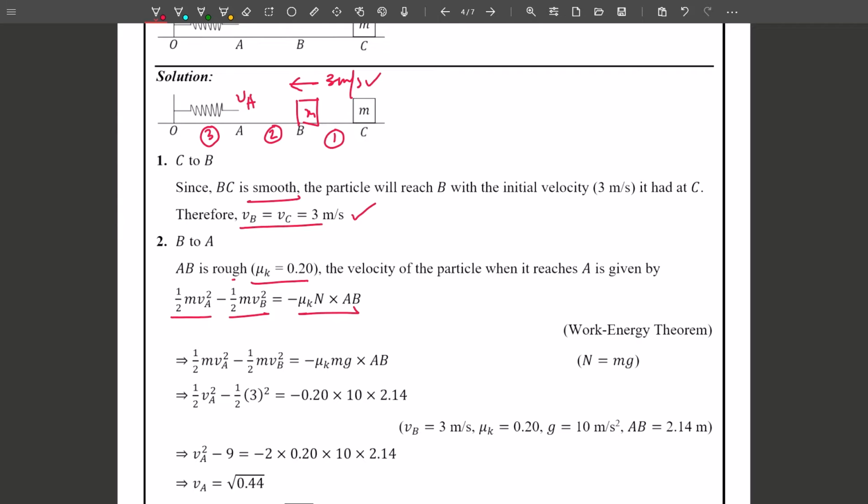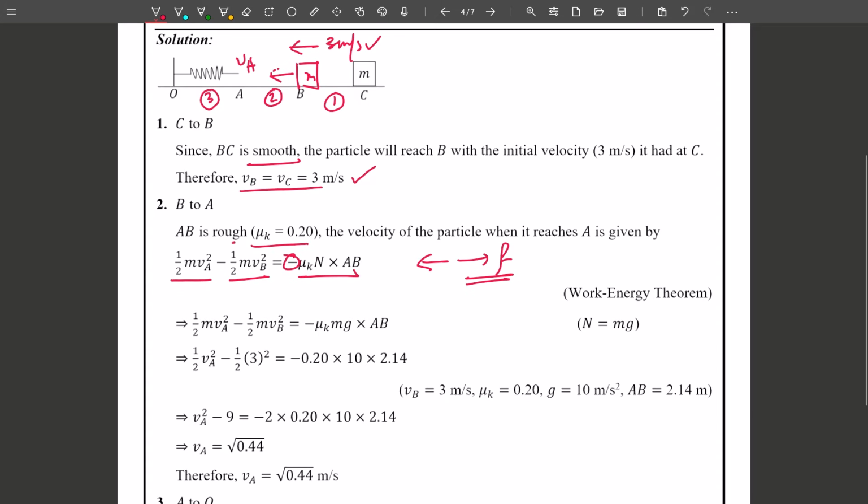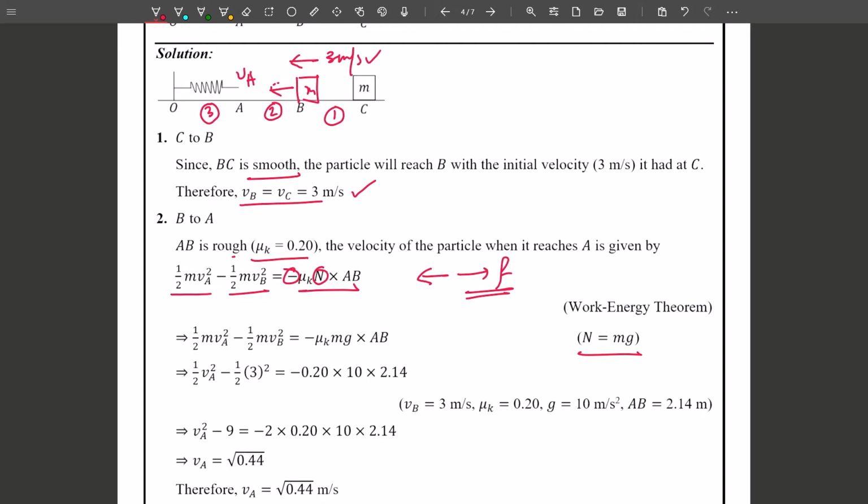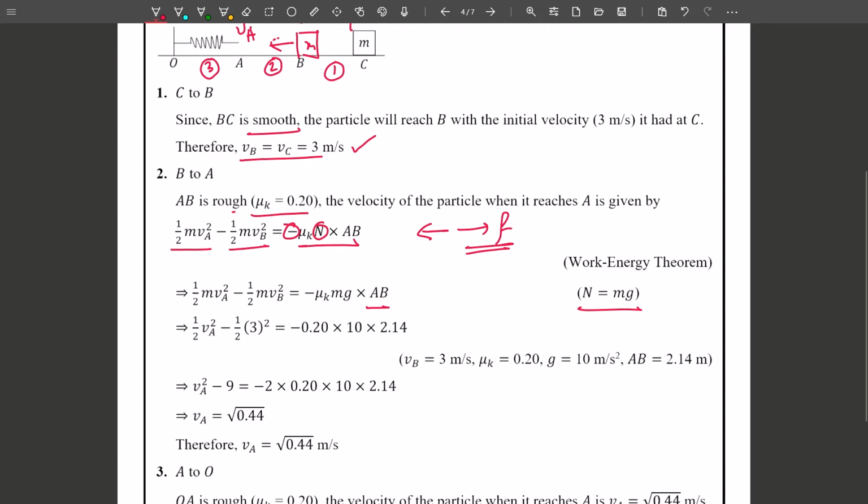Friction. So displacement is in this direction, right? Displacement is in this direction, and friction force is acting opposite. Friction always opposes the relative motion between two surfaces, so that is why it is negative. So now put the values accordingly. What is N? N is mg, the normal reaction, and the length of AB. So you can calculate. VA comes out to be this.